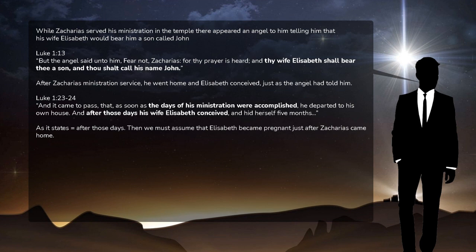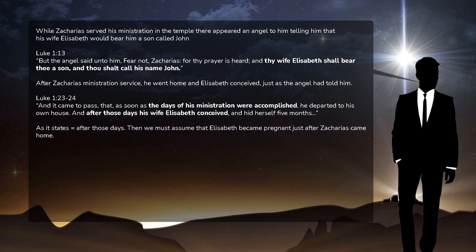While Zacharias served his ministration in the temple, there appeared an angel to him, telling him that his wife Elizabeth would bear him a son called John. Luke chapter 1 verse 13. But the angel said unto him, Fear not, Zacharias, for thy prayer is heard, and thy wife Elizabeth shall bear thee a son, and thou shalt call his name John.